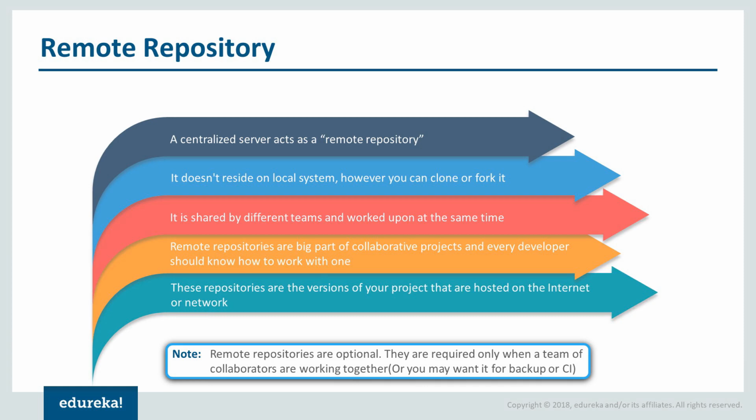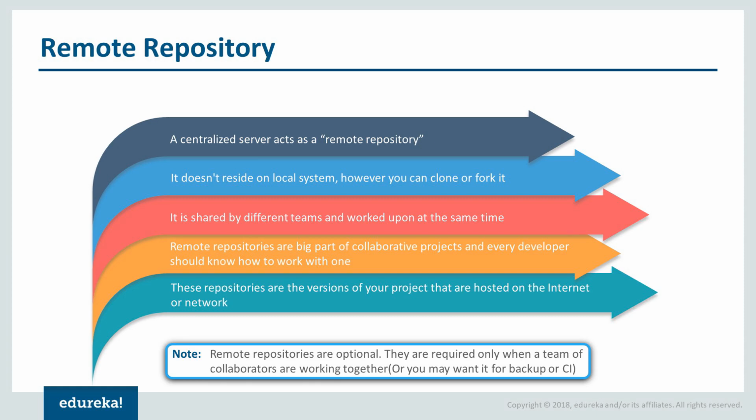By different teams, we mean that we can add collaborators in GitHub. They are part of collaborative projects. By collaborative, we mean that more than one person who can modify or make changes in the project is working on it. So these repositories are the versions of your projects that are hosted on the internet or network. Not just hosted, but they also make us collaborate more effectively with different developers in place.